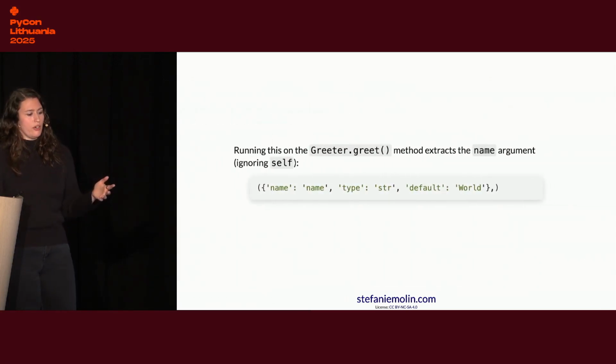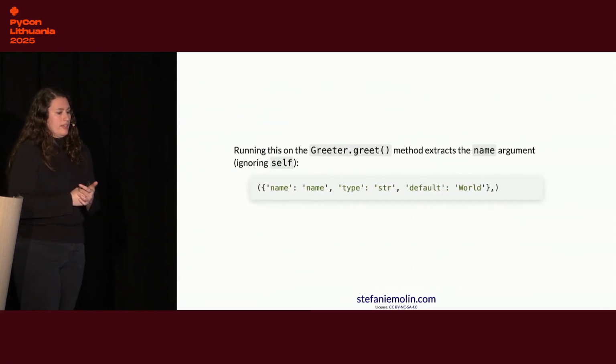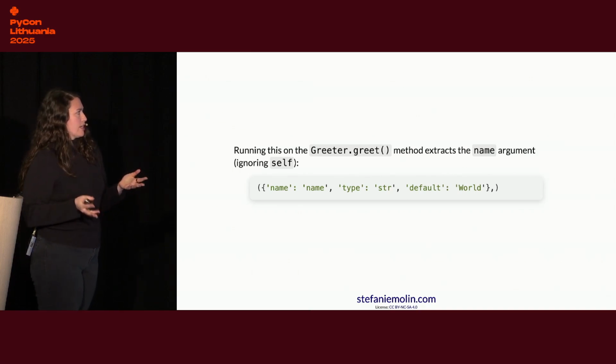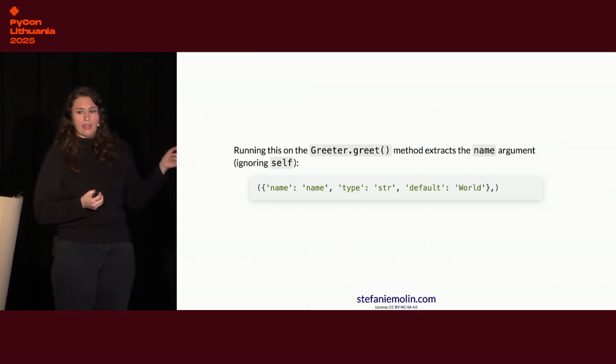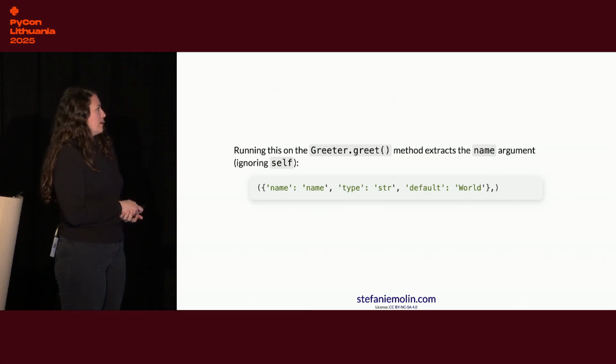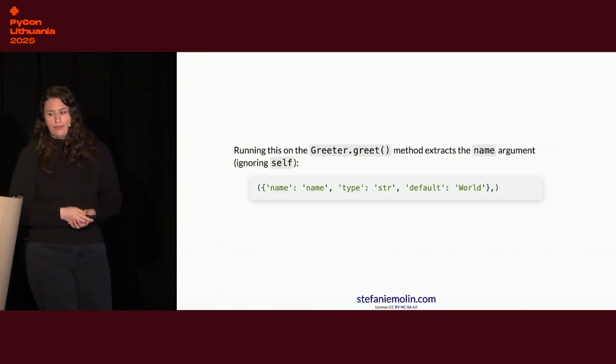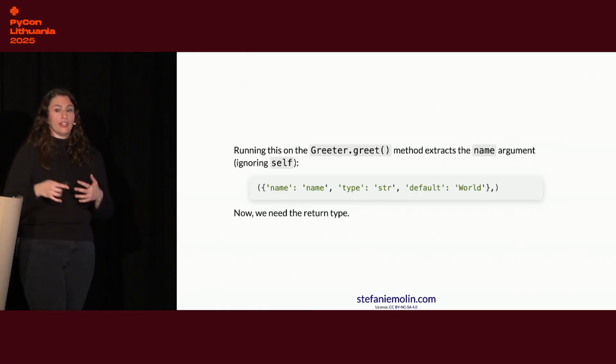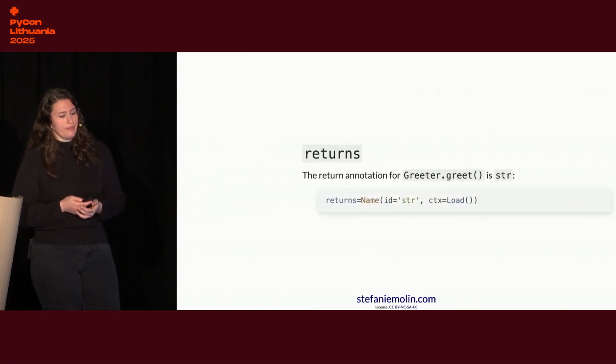So if we were to just call this on the greet method, this would be the result. So it is extracting only the name argument, right? We had that little bit of logic that excluded self. So here we see that the name argument has the name, the type string, and the default value world. And now we just need to get the return type for this method.